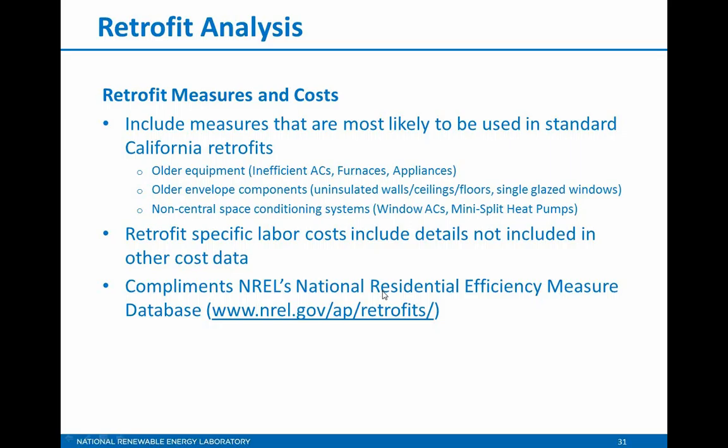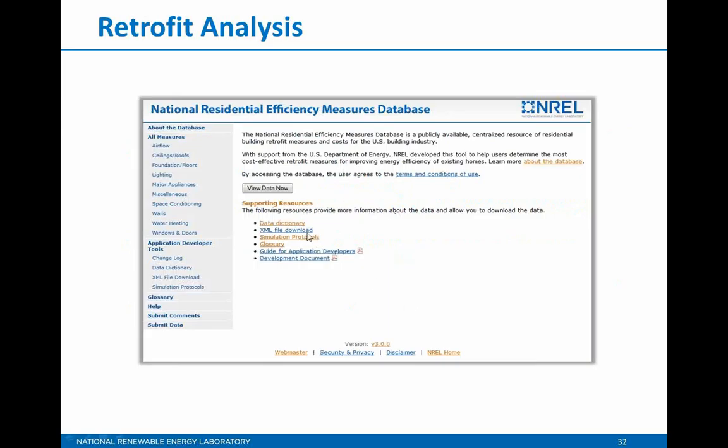On the costing side, we've had to handle the fact that retrofit labor costs are often unique relative to the labor costs for new construction. NREL has put together a National Residential Efficiency Measures database. Here's the link, where we publish lots of measures across a range of technologies with standardized properties as well as costs. And so this is just a brief look at what the website looks like, where you can see a range of options in different categories similar to what BEopt has, and you can drill into any one of them.